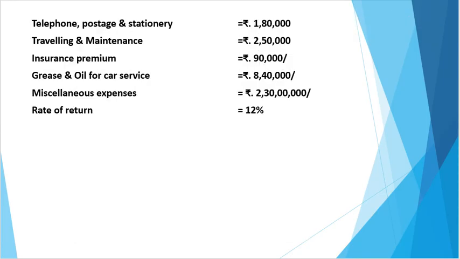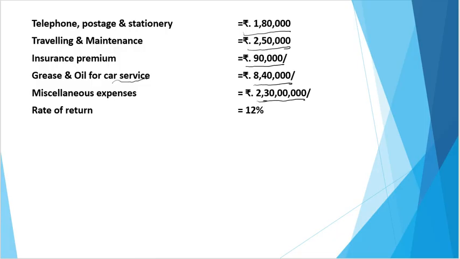Telephone, postage and stationery charges are 1 lakh 80,000. Traveling and maintenance 2 lakh 50,000. Insurance premium to be paid is 90,000. Grease oil for the car service 8 lakh 40,000. Miscellaneous expenses are 2 lakh 2 crore 30 lakh.